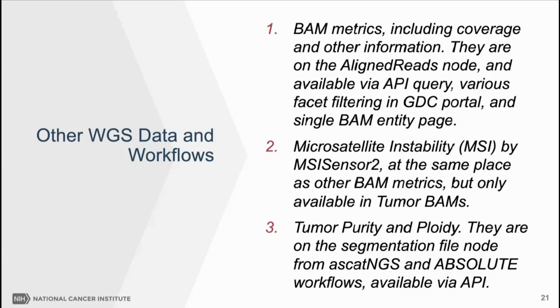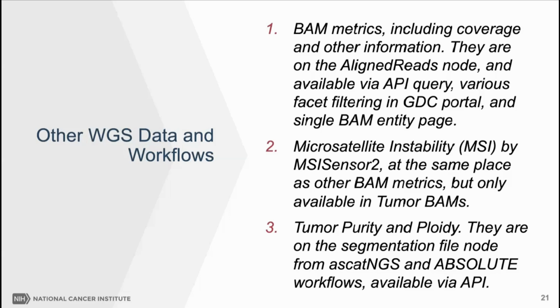If you're looking for information about BAMs, for example, how many reads are there, what's the coverage, what's the insert size, how many reads are hybrid reads that map to multiple chromosomes, etc., they are all captured as part of the BAM metrics. And we derive them from each aligned BAM file. So not only whole genomes, but also whole exomes and RNA-seq. And there are properties on the BAM node.